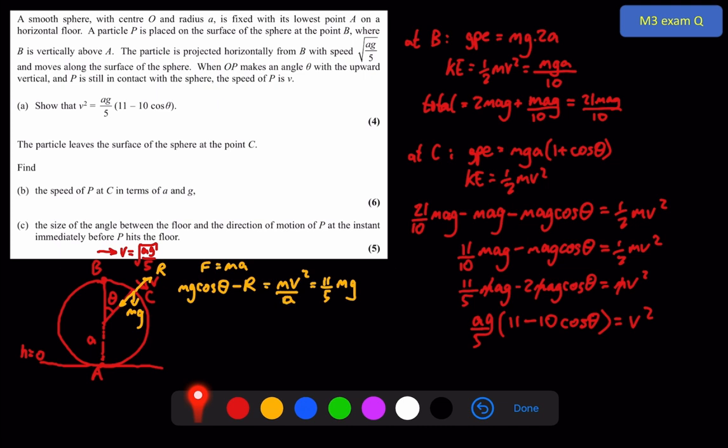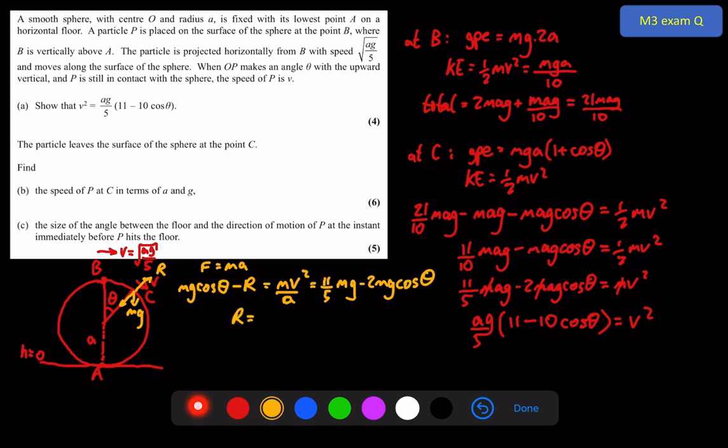The a here cancels with this a and also with this a, so I won't write those. Minus 2 mg cos theta. Normally I would write that underneath rather than next to, but I'm running out of space. I want to squeeze it all on this screen. So rearranging this, we get 3 mg cos theta minus 11 over 5 mg and R on the other side.